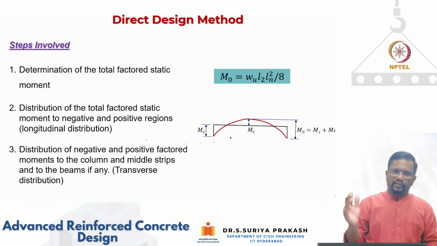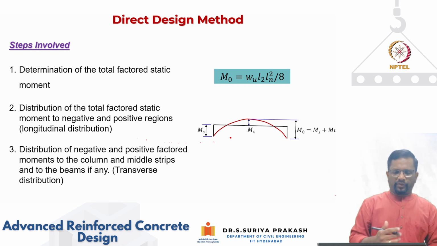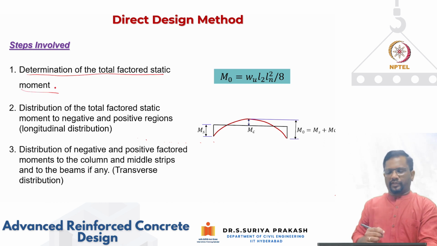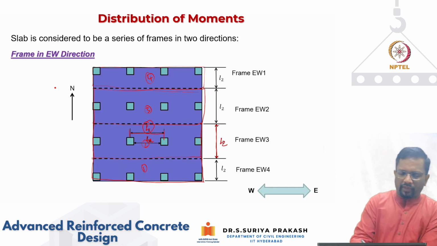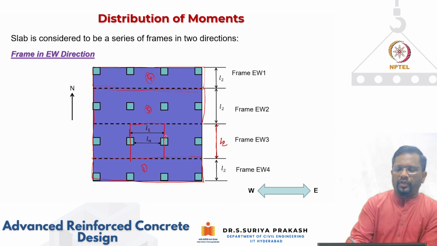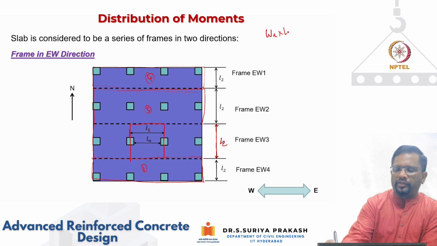Now that we have discretized the slab into frames, let us look at the other steps involved. Once we discretize, we have to find the total factored static load. Now, what is the total factored static load? If you go back to this panel, whatever load is acting here, let's say I'm calculating for each span. This is the span. What would be the total load? Let's say the total load is Wu, and it is acting over a distance of L2.